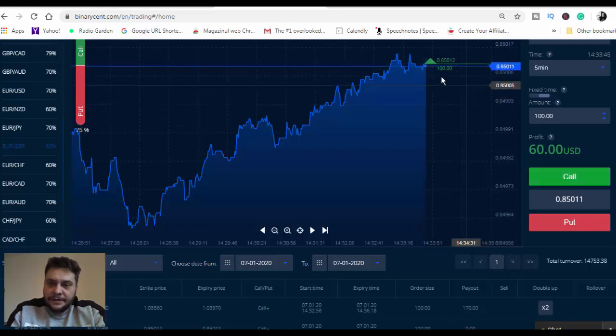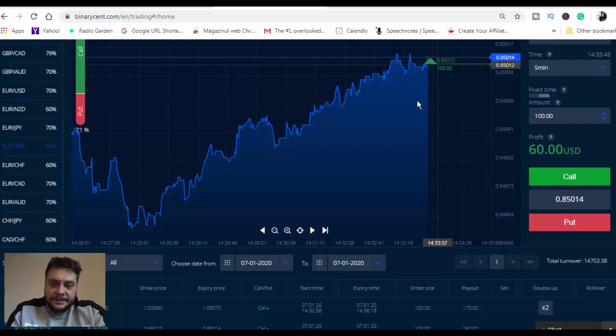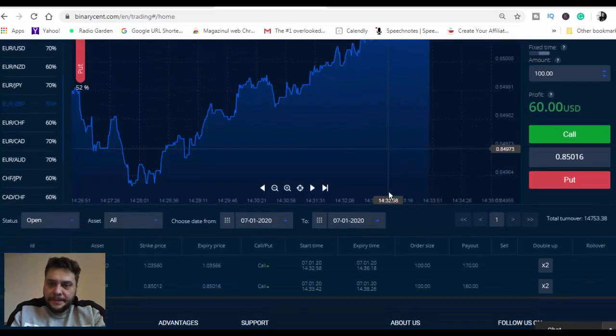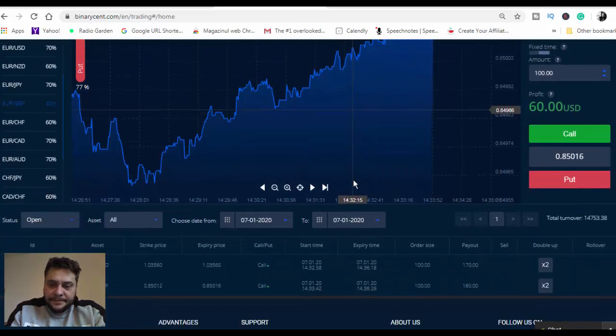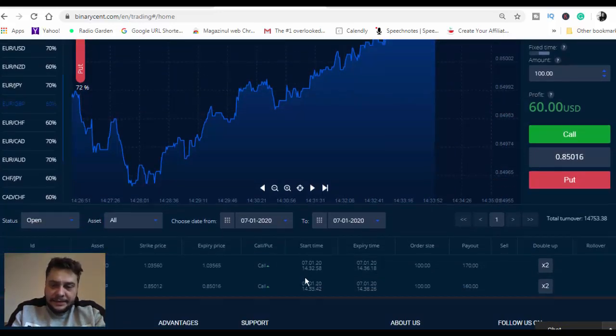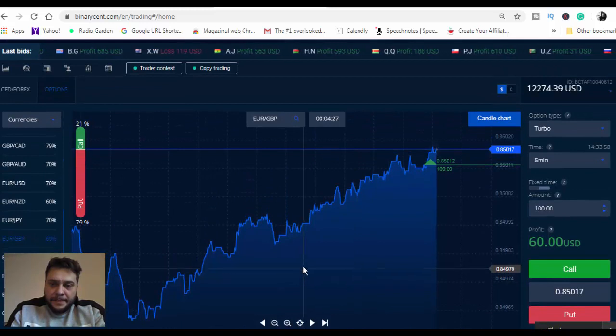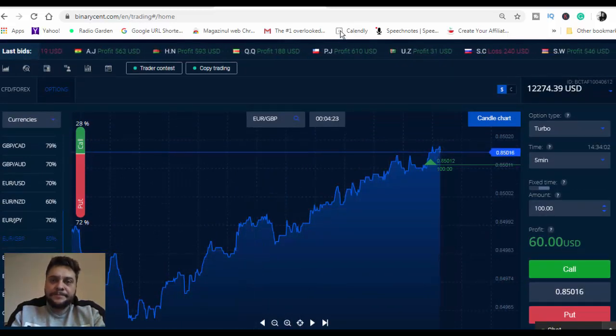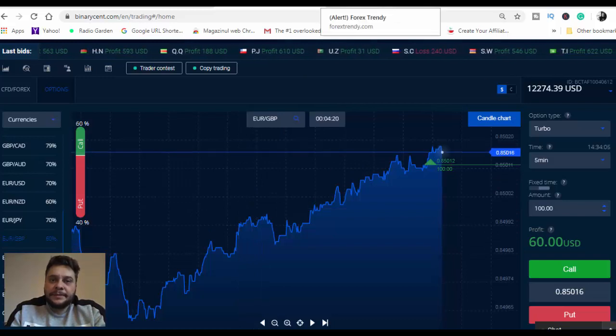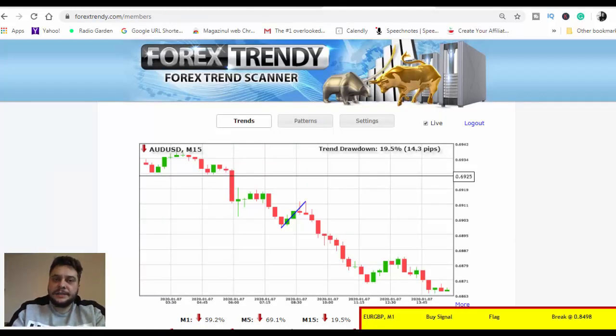Okay, we've placed it here, and it's going up, as you can see. So we have 2 trades in the money until now. I don't know the other one, but we will see. Okay, and let's go back to Forex Trendy to see what's more about.